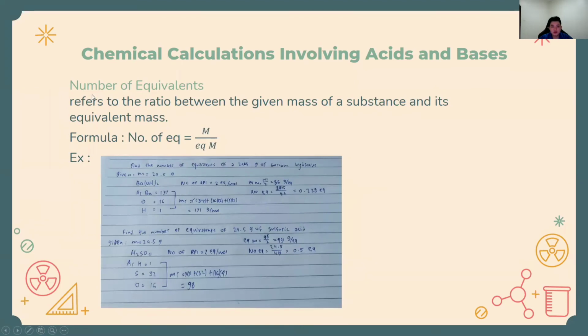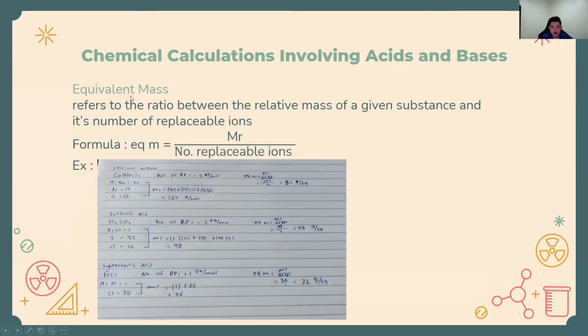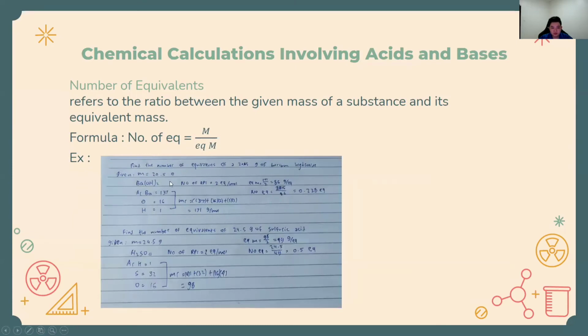The next one we have is number of equivalents. It refers to the ratio between the given mass of a substance and its equivalent mass. The formula used is number of equivalents equals m per EQM, so the mass per equivalent mass. Find the example. Find the number of equivalents of 20.5 gram of barium hydroxide.